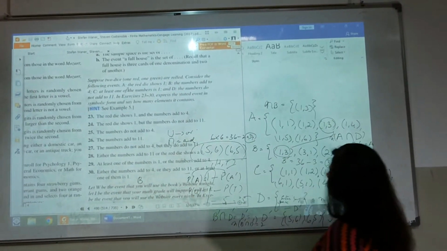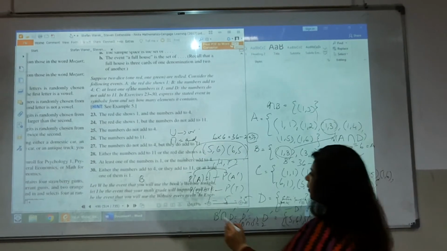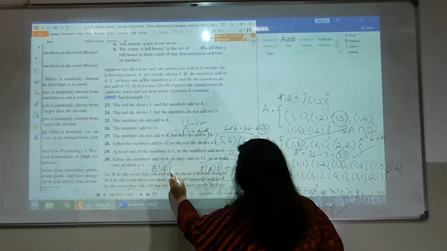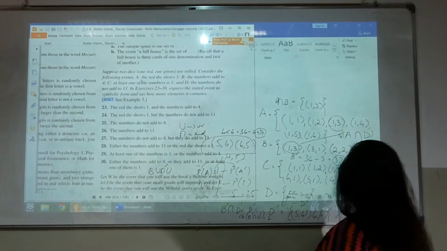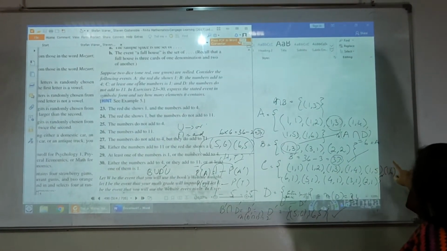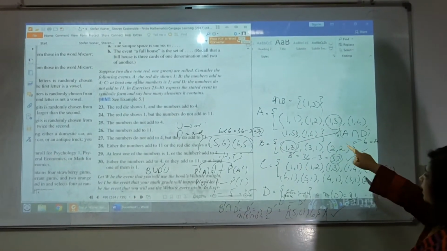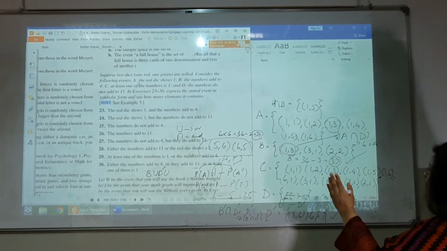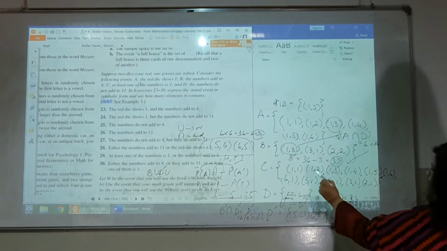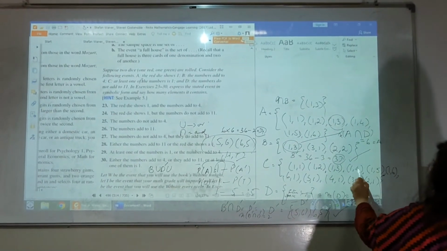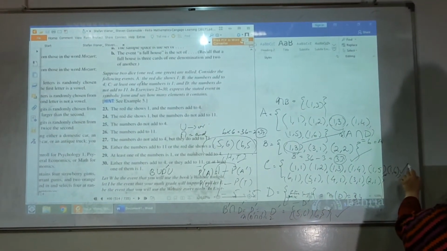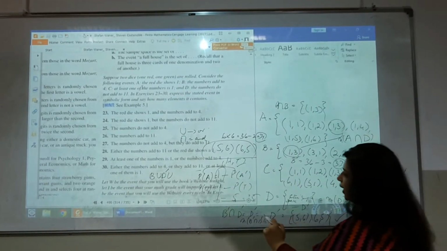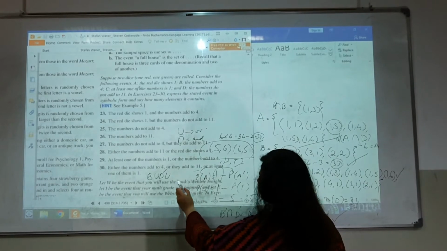Then, or they add to 11. This is going to be D complement. So I'm going to be saying union of D complement, or at least one of them is 1. So now one of them is 1 is basically 11 possibilities. As you can see, 6 of these and 5 that I have already calculated for C. And now how come I can just have this entire one? So this is 1,1, 1,2, 1,3, 1,4, 1,5. You can just see the 6. And you can see these 5. So total is 11. So I can say that, or at least one of them is 1.